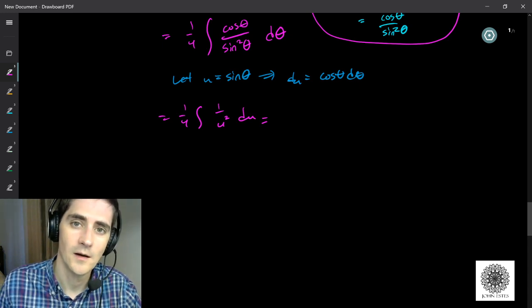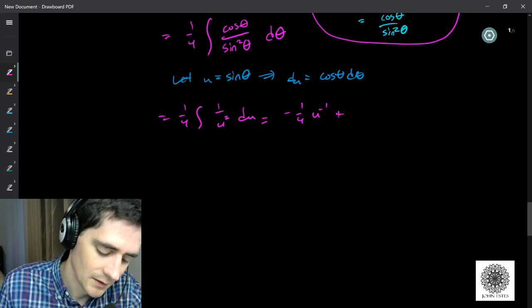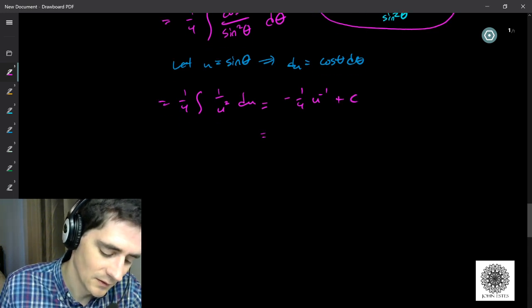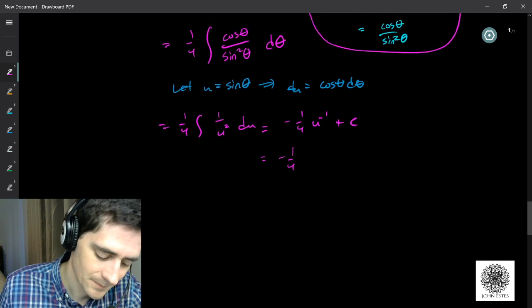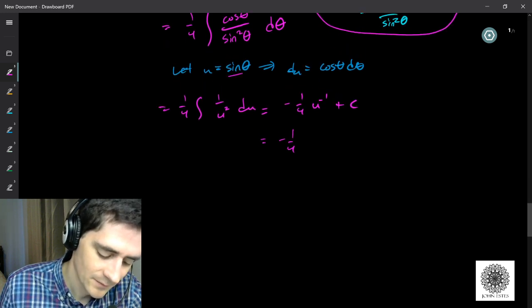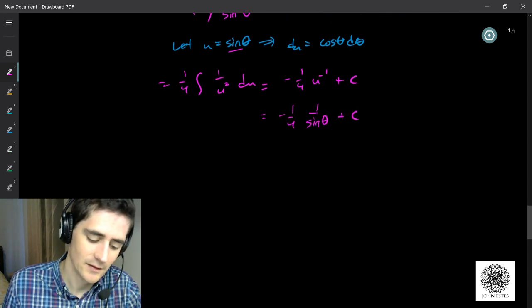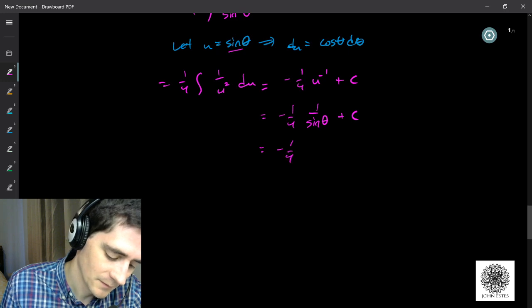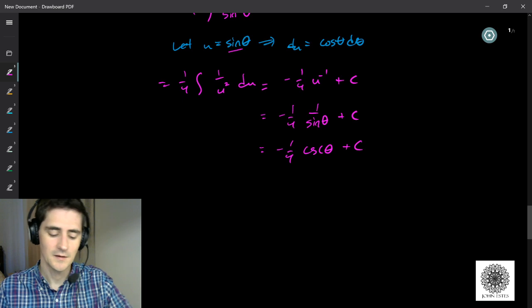But anyway, I know how to integrate 1 over u squared. That's u to the negative 2 power. So that's going to be negative 1/4 u to the negative 1 plus c, right? Well, let's go. What was u? U was sine theta. So that's negative 1/4 times 1 over sine theta plus c, right? Which is the same thing as negative 1/4 cosecant theta plus c. So that's where we are right now, okay?